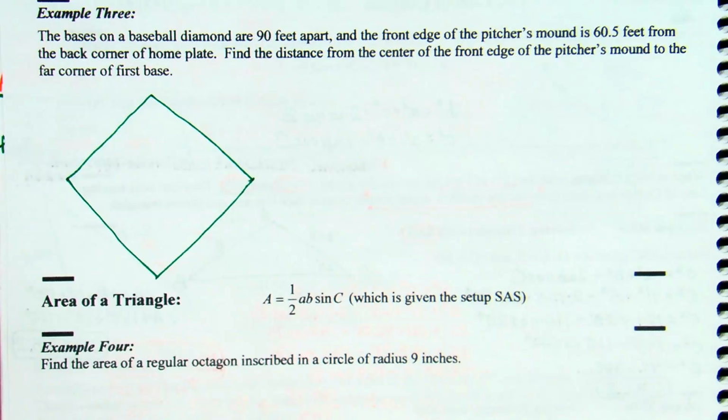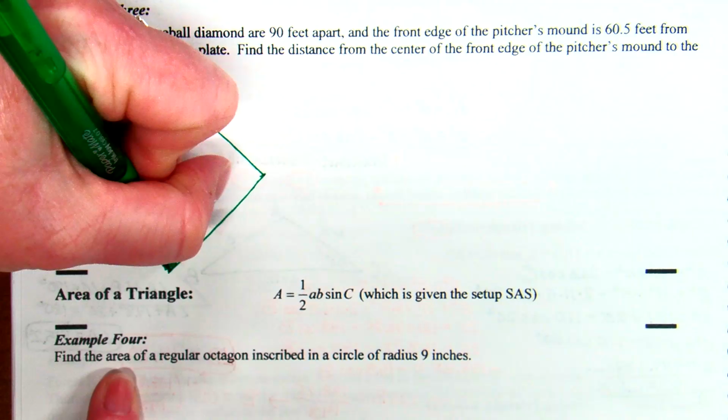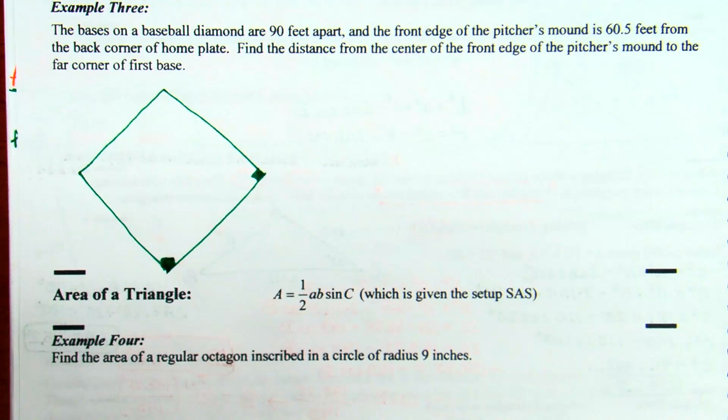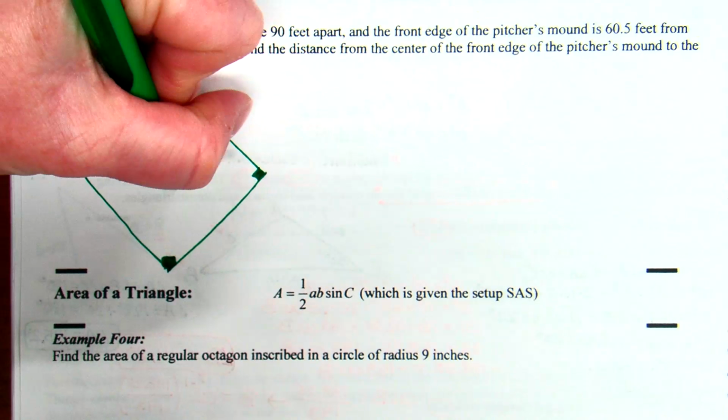Okay, there's what we're going to call my baseball diamond. You're going to deal with it, right? Right here is my home plate. And then that means my first base is over there, yes? And then we have a pitcher's mound in here somewhere. Here's my pitcher's mound.